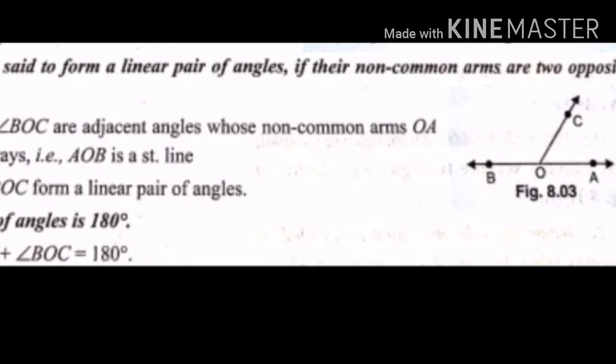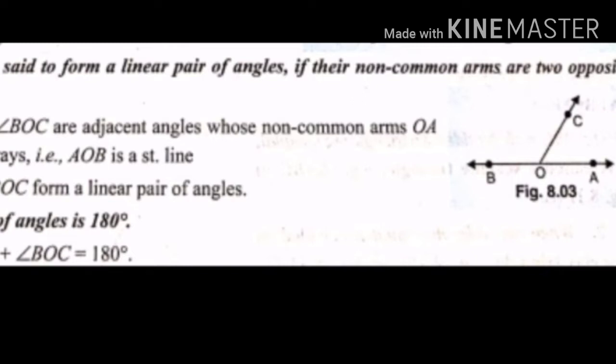You can see the figure 8.03 here, that the straight line is given and OC is the ray by which it is divided. Okay, now the next is: two adjacent angles are said to form a linear pair of angles if their non-common arms are two opposite rays. You can see here in the figure, student.